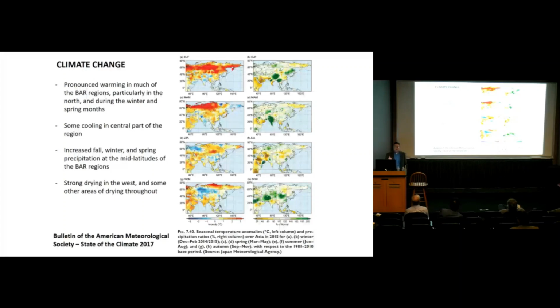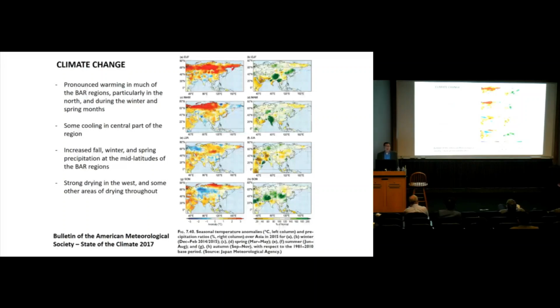Climate change is a major factor in the Belt and Road region. There is pronounced warming in much of the Belt and Road region, particularly in the northern part of the region and largely during the winter and spring months. You'll see, if you look at the map on the left, the red areas are the warming, the blue are the cooling for the different seasons. And so there is some cooling going on in the central part of the Belt and Road region.